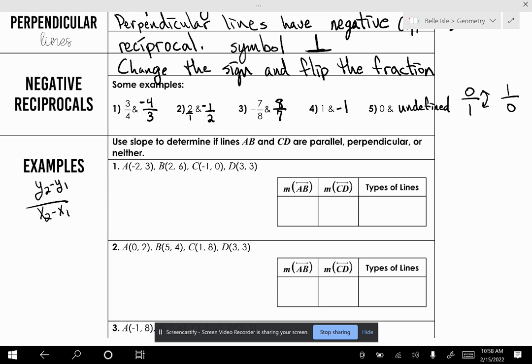So, number one, you need to find the slope of lines AB and the slope of line CD to determine if they are parallel, perpendicular, or neither. Okay? So, if we are looking for the slope of AB, I'm going to make A's my 1s, B's my 2s. So that should be 6 minus 3 over 2 minus a negative 2. I'm just using the slope formula. So we're using point A and point B.